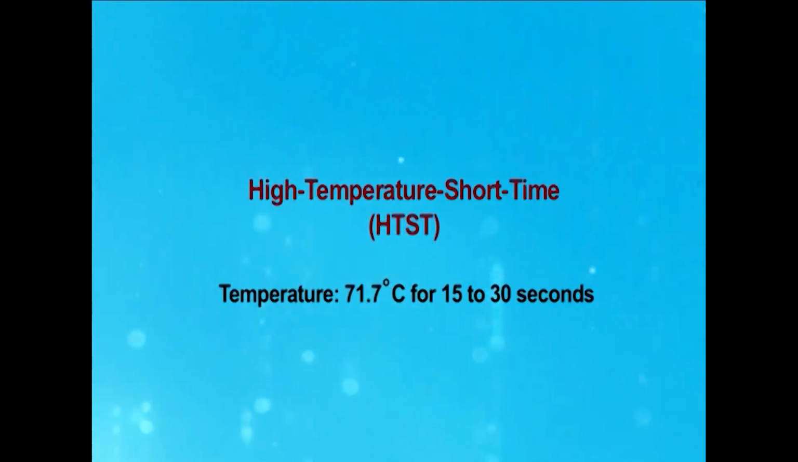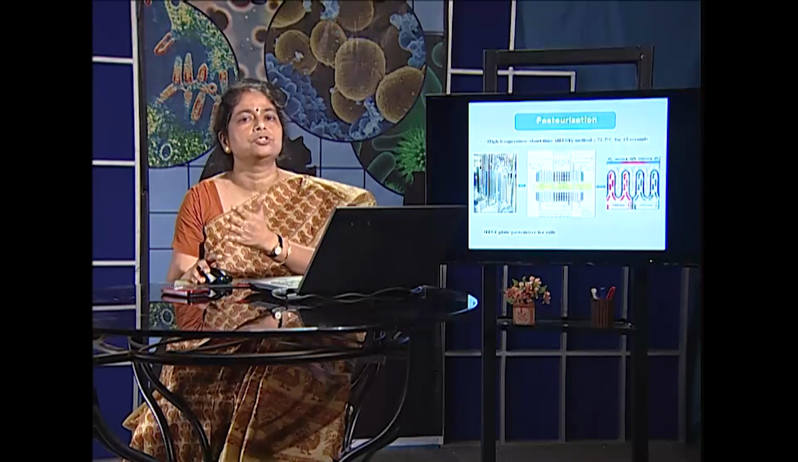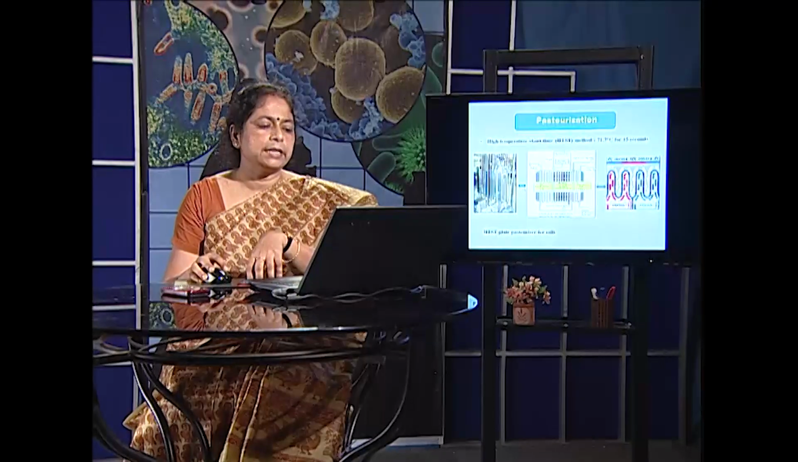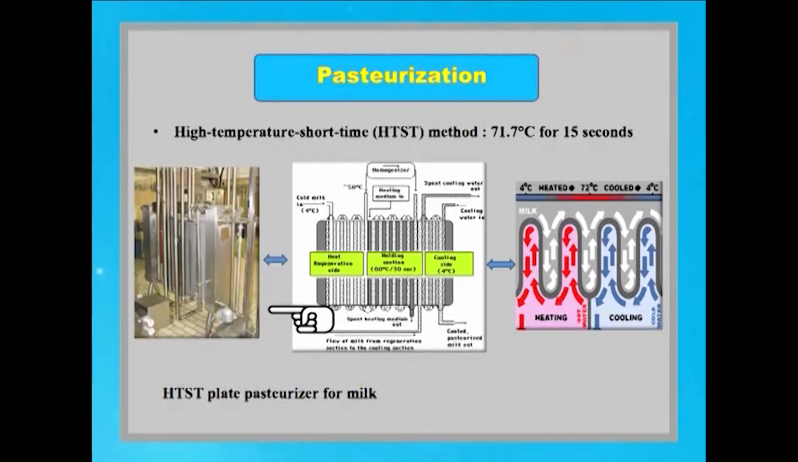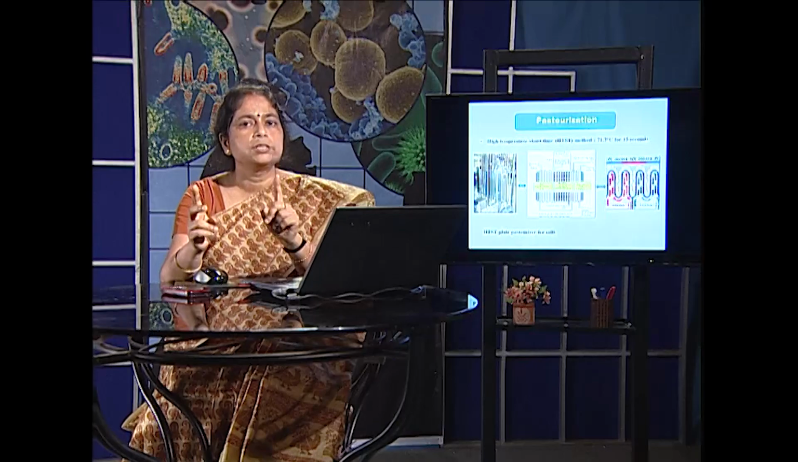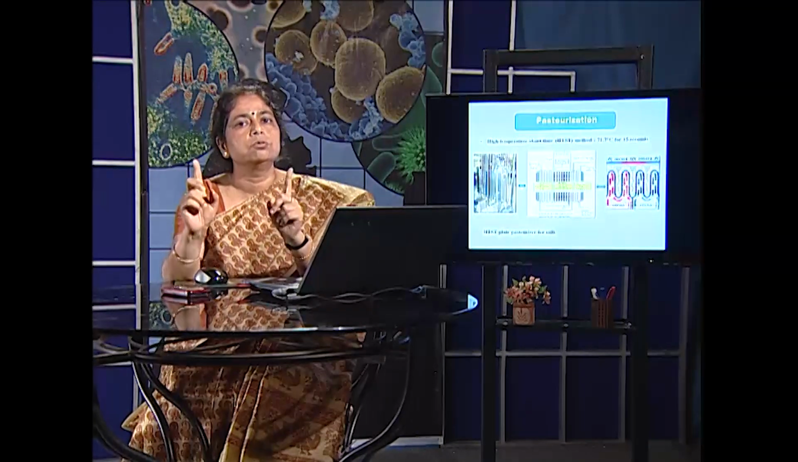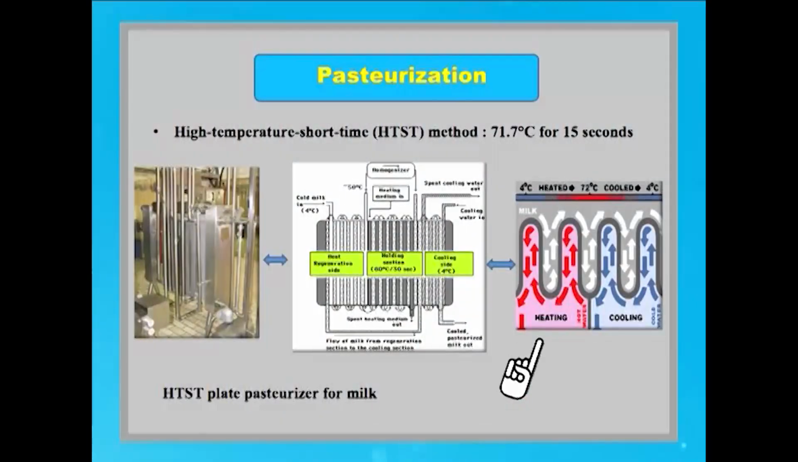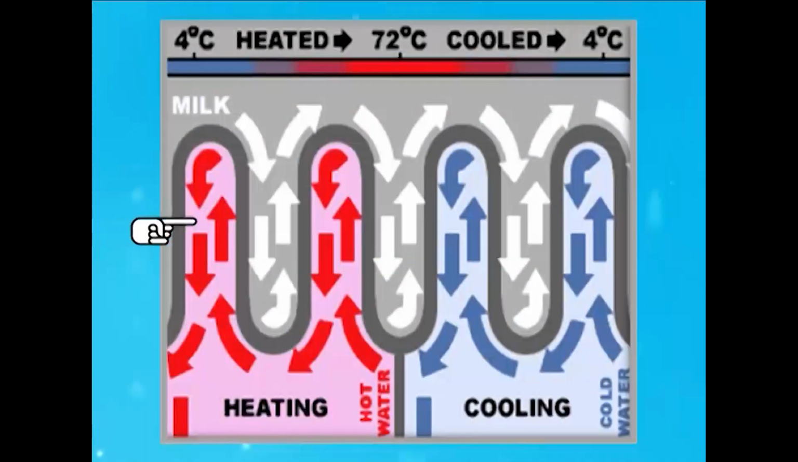In this, a temperature of 71.7 degrees Celsius is given for 15 to 30 seconds, depending upon the food item which is going to be preserved. Here you can see an HTST plate pasteurizer in the industry, which shows that we have two different types of towers. One is called the heating tower and the other one is called the cooling tower. The heating tower is the one where hot water at a temperature of 71.7 to 72 degrees Celsius is supplied. And the cooling tower is the one where water at a temperature of 4 degrees Celsius is supplied.